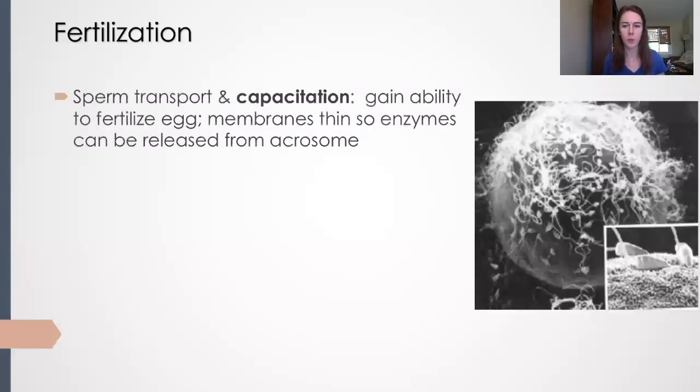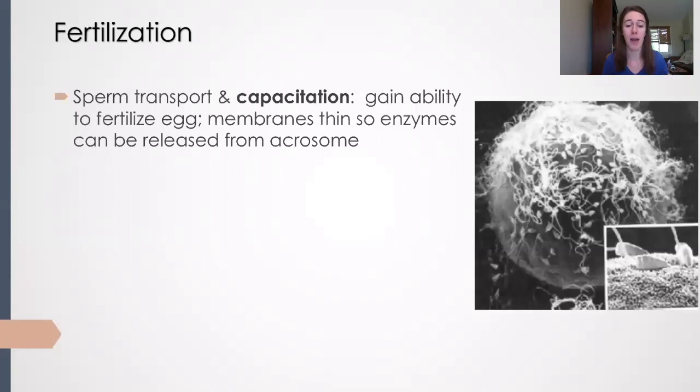So once sperm are in the female reproductive tract, there is quite a bit of stuff in the female reproductive tract that is going to start to degrade the acrosome at the tip of that sperm head. So you have the acrosome, which is the tip on top of the nucleus, and that acrosome contains the enzymes that are actually going to burrow their way into the egg. But you need to loosen the membrane around that acrosome before that sperm can actually release its enzymes.